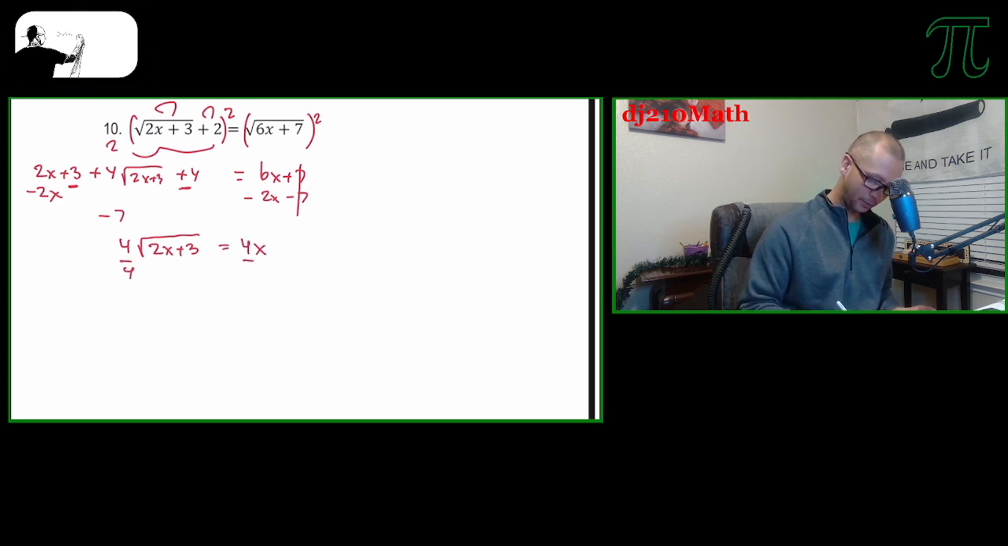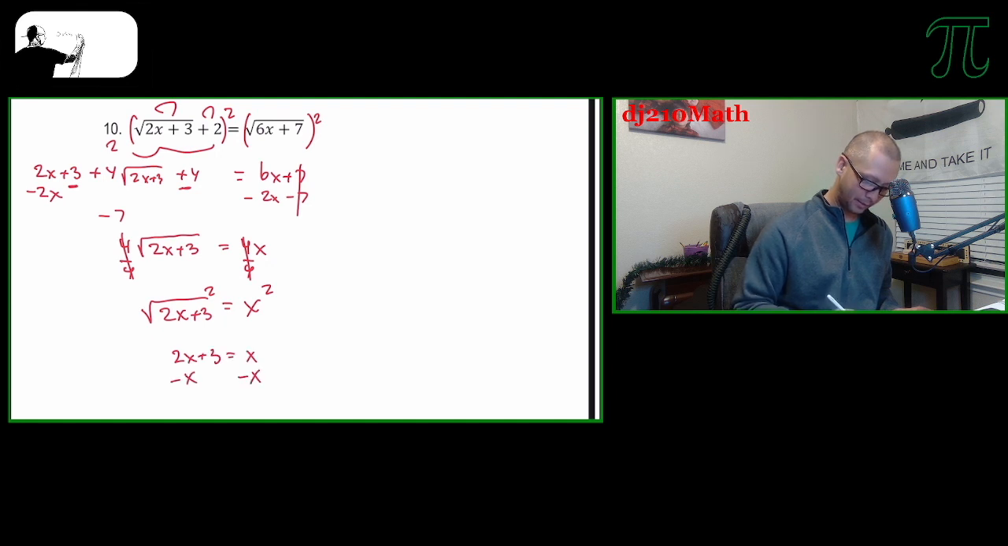Divide both sides by 4. Square root of 2x plus 3 is equal to x. Square both sides. 2x plus 3 is equal to x. Minus x, minus x, minus 3, minus 3. X is equal to negative 3.